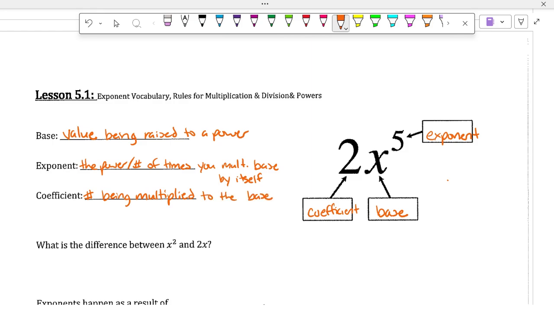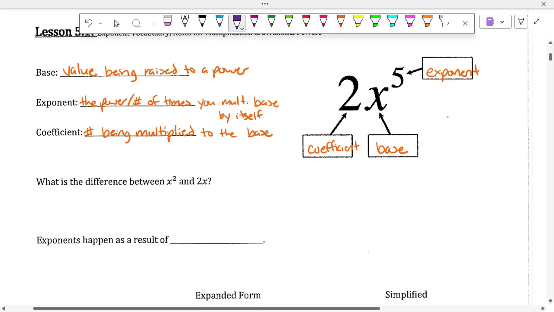So the exponent only applies to the base itself. If there's a coefficient in front of it, it doesn't go with the coefficient. So for example, this raised to the 5th power, we would not also raise the coefficient to the 5th power. It would only be raised to the x.